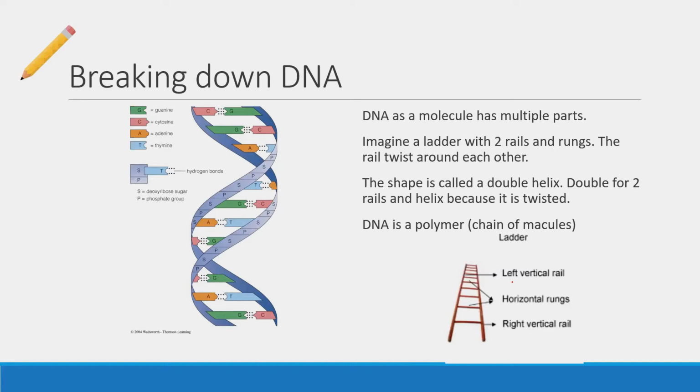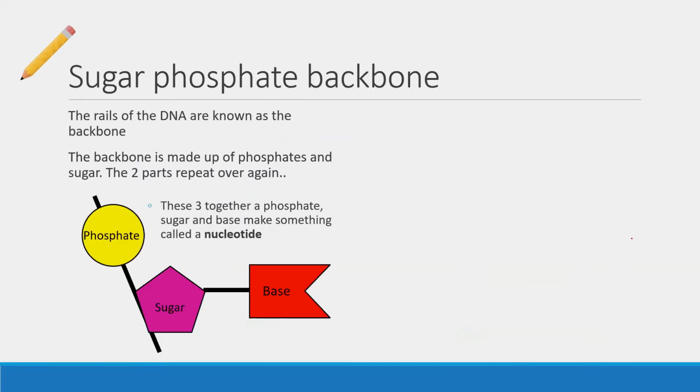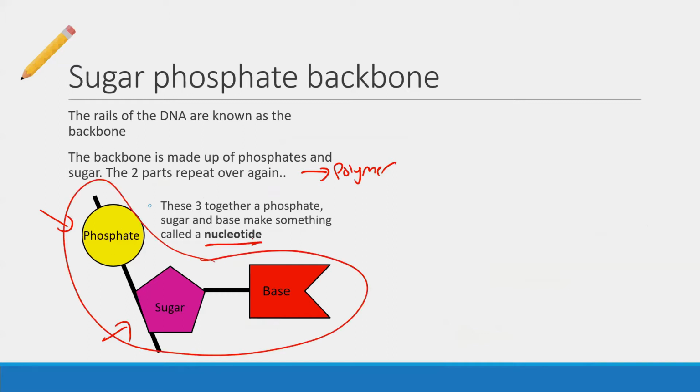And then it's got these bridges that connect the two rungs together. Now we know that the backbone is made up of something called a phosphate and a sugar. And this phosphate and sugar repeats over and over again, which is why we refer to it as a polymer. You should have got this from last lesson. This is just a refresher. And then we said that you've also got a base. Together, the three of these things make up something called a nucleotide.